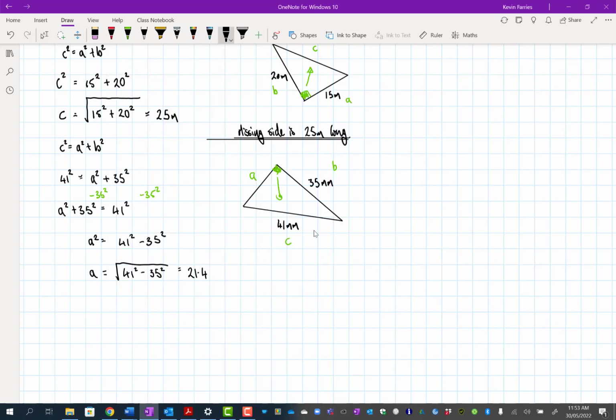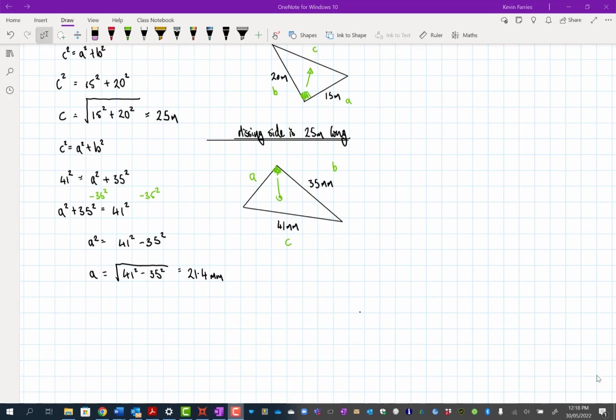Look back to the diagram. What were our units? Units were millimeters, so this must be in millimeters. And write out the answer. So the missing side is 21.4 millimeters long.